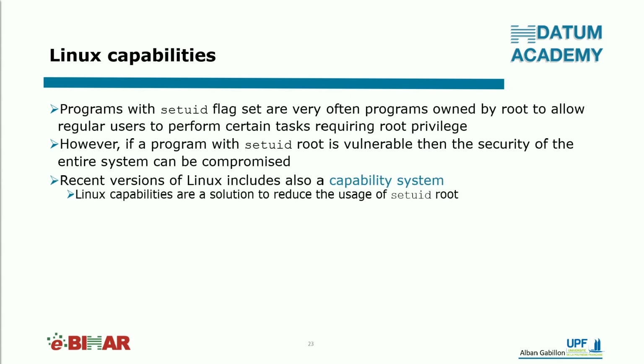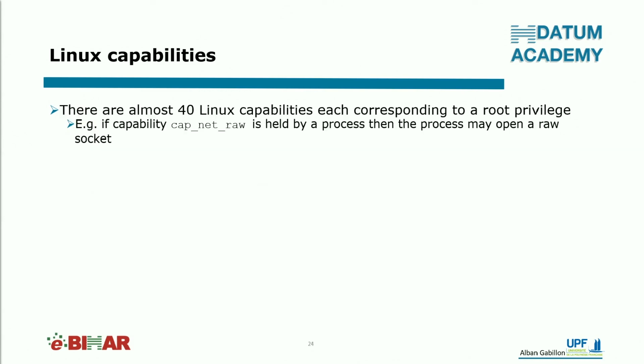So, to reduce the use of programs with setuid root, a system of capabilities has been introduced in recent versions of Linux. So let's have a look at these capabilities. There are almost 40 Linux capabilities, each corresponding to a specific root privilege. For example, capability CAP_NET_RAW gives a process the right to open a raw socket. So let's use an example to explain this system of capabilities.